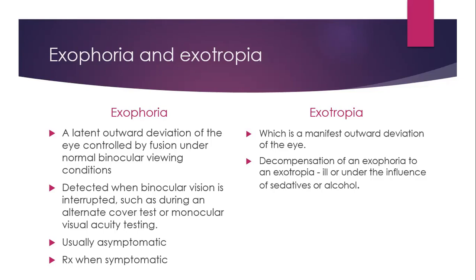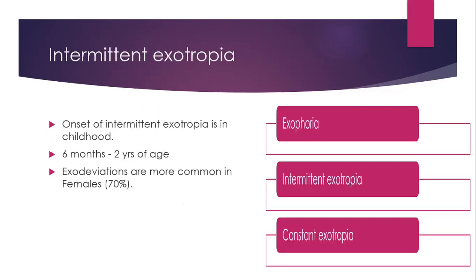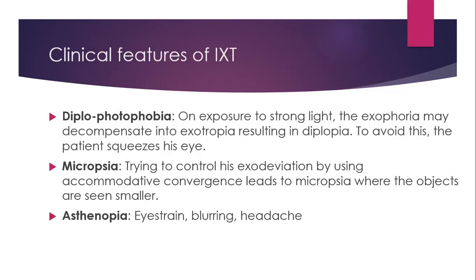Now, what is exotropia? It is a manifest outward deviation of the eye. That means the deviation is always visible. It usually occurs if the exophoria decompensates. The most common form of strabismus is intermittent exotropia, and its onset is usually in childhood, between 6 months and 2 years of age. It is more common in females. The stages through which intermittent exotropia progresses are exophoria initially, which then becomes intermittent exotropia, and finally constant exotropia.